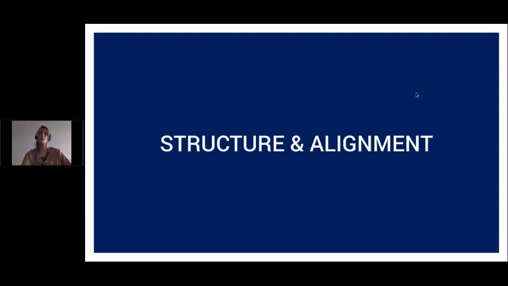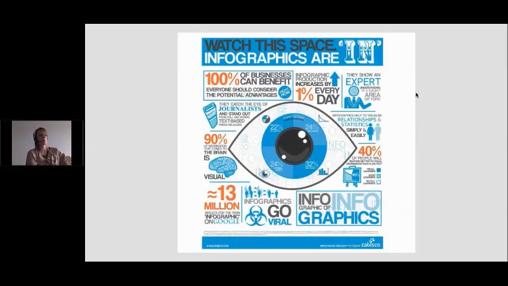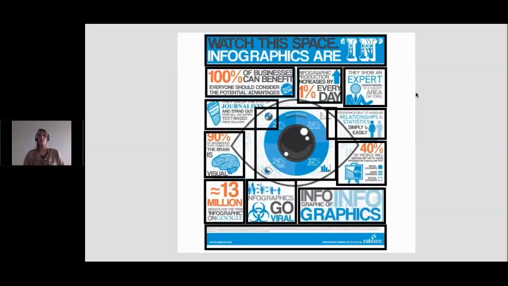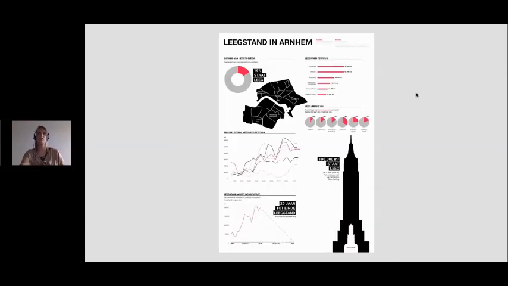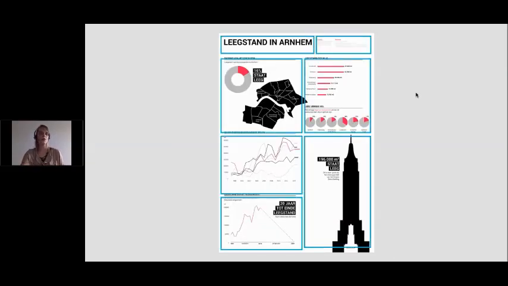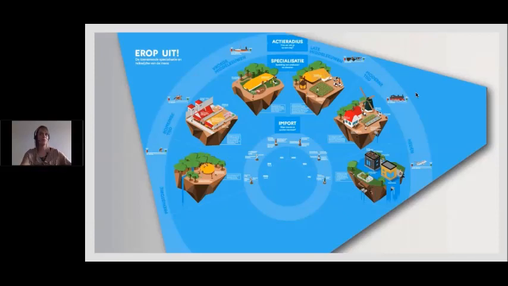Structure and alignment is, of course, very, very important because it really makes your infographic that much clearer. This is an example of, I probably wouldn't even call this an infographic, but if you look at the structure, it's a mess. Everything is crossing each other. It's very difficult for the eye to read and to see structure and to see the message. If we go back to this one, you see this one has a much clearer structure, a lot of white space, which makes it easier to watch and get the information out.